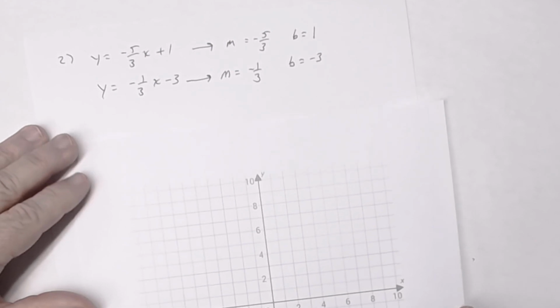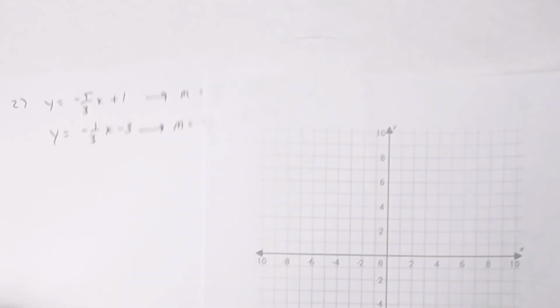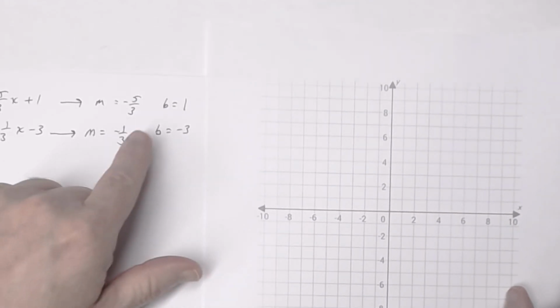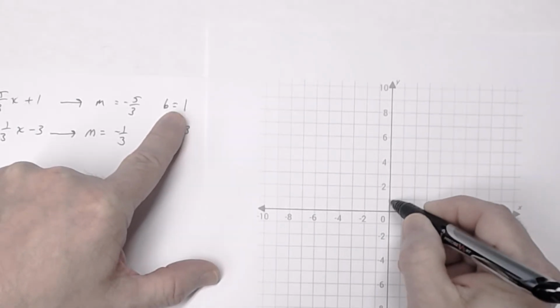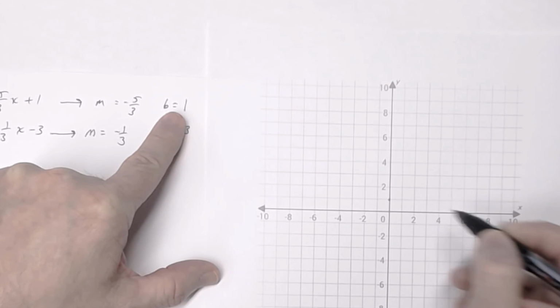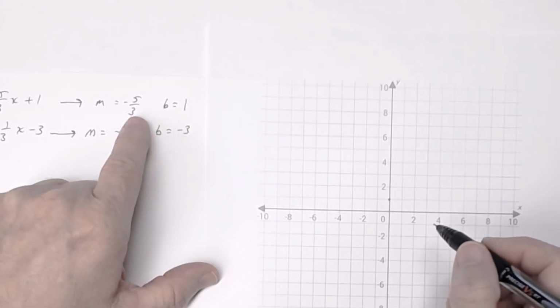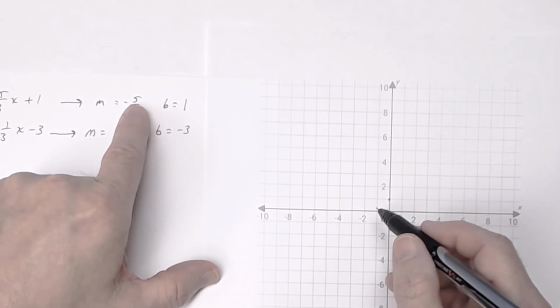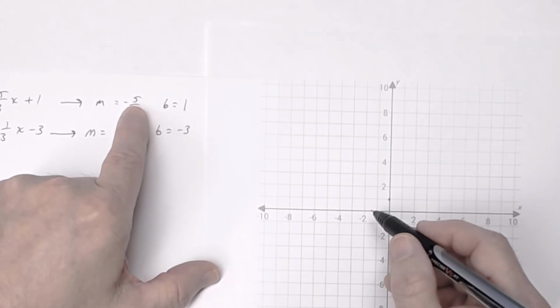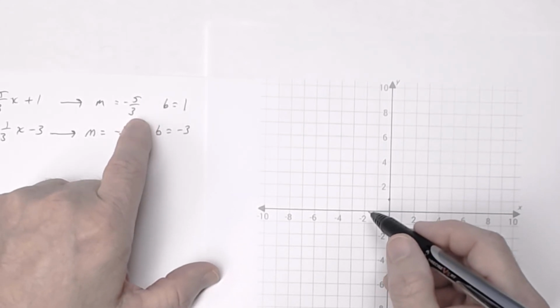So let's do the first one. To graph a line, remember, you need 2 points. So the y-intercept's one of them. So here's 1. So there's y-intercept 1. And then from that point, I'm going to use slope, which is rise over run. So my rise is a negative 5, right? And my run's a positive 3.